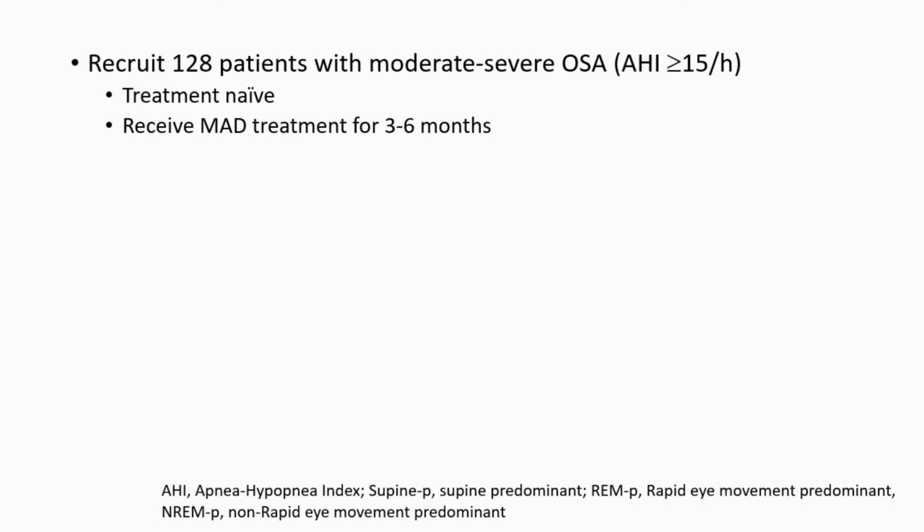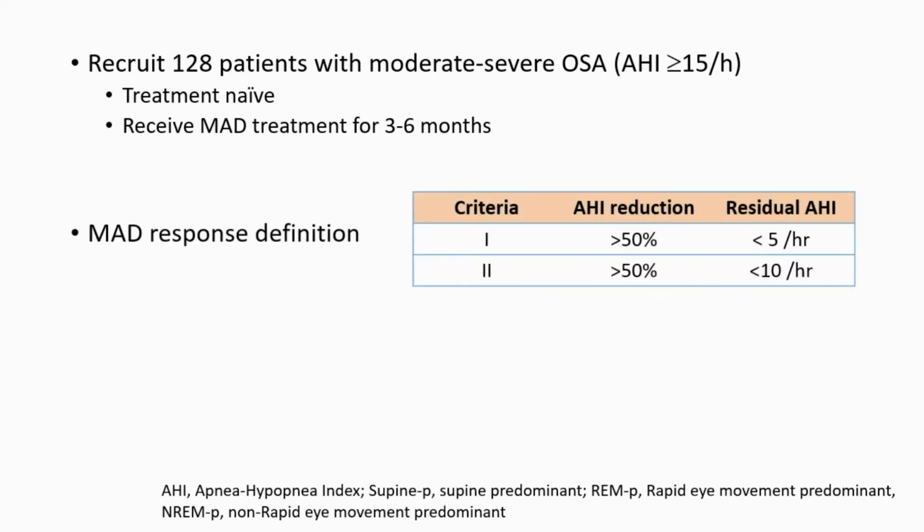Thus, in the article, we recruited 128 patients with moderate to severe OSA who were treatment naive and received MAD treatment for 3 to 6 months. We defined two criteria of the MAD response, shown in the right-hand table.